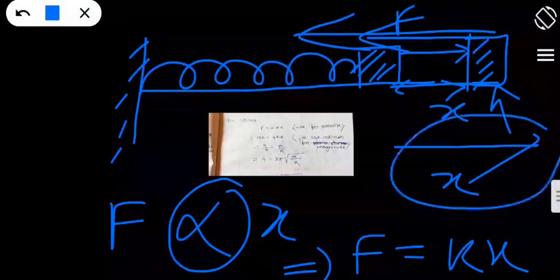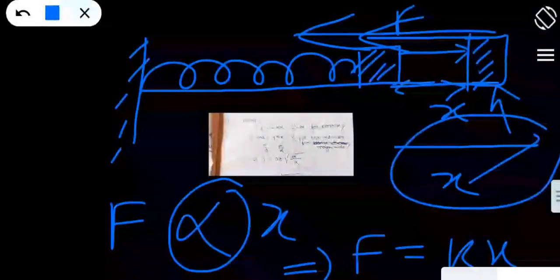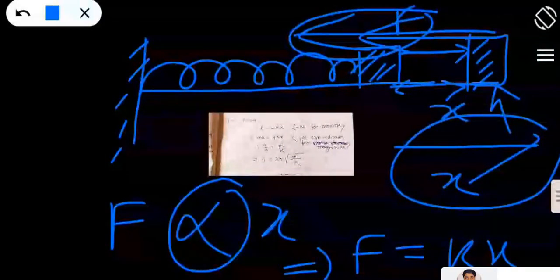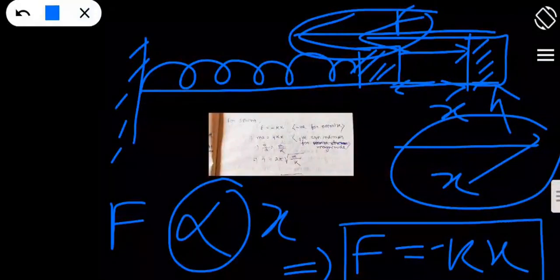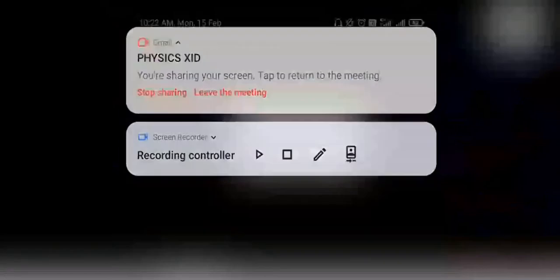But here, as you can see, the displacement and the restoring force are opposite in direction, so that's why I will apply a negative sign here. So F equal to minus kx. Okay, so the formula is F equal to minus kx. Let me write it again. The formula is F equal to minus kx.